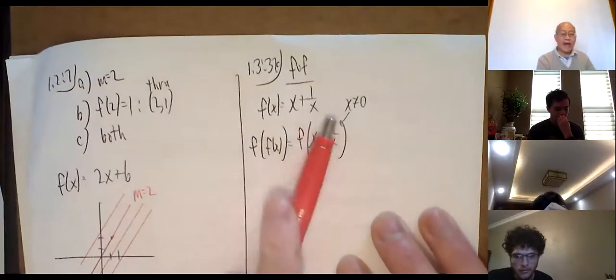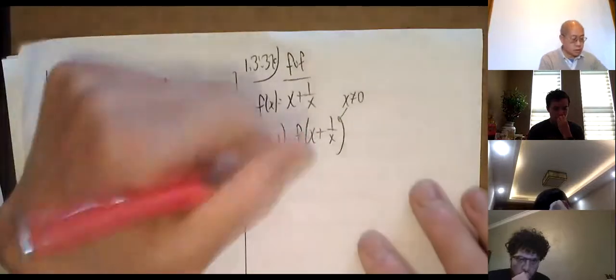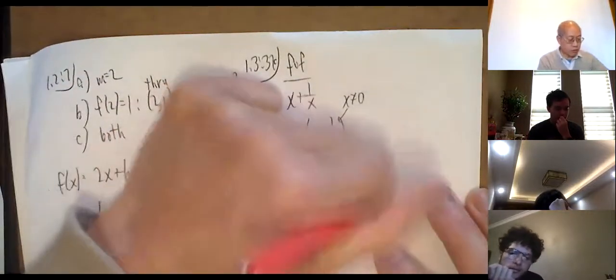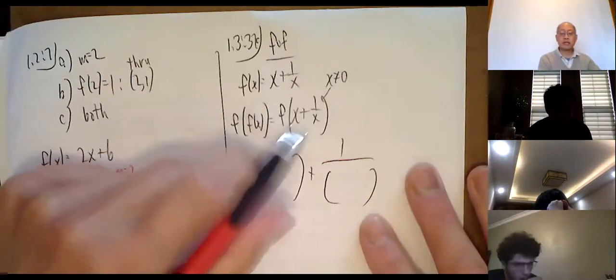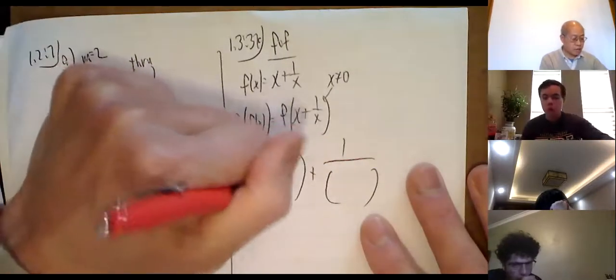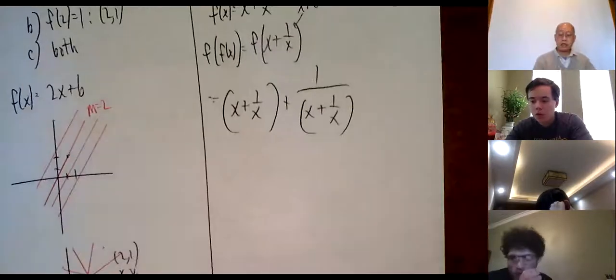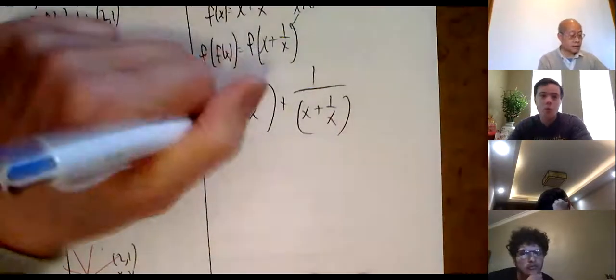Okay, and now that whole mess goes here and here. So it's parentheses plus 1 over parentheses. And what do I put in parentheses? This stuff. x plus 1 over x, x plus 1 over x. And let me see if I can just quickly clean that up. So that's about as good as it gets.